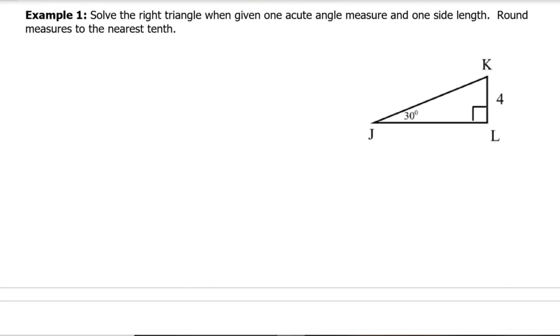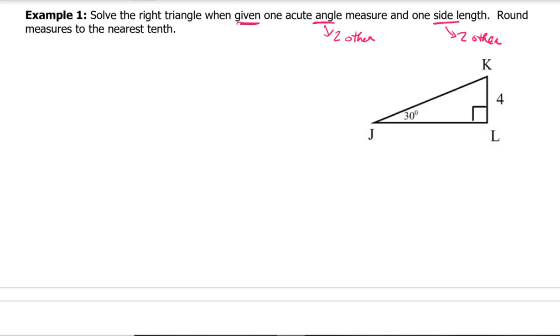We've got an example where it says solve the right triangle given one acute angle measure and one side length, round measures to the nearest tenth. So notice what we have. We're given an angle and a side. Those are the two pieces of information. So that means we need to find two other angles, and one side. So that means we need two other sides. So we need two sides to find and two angles.